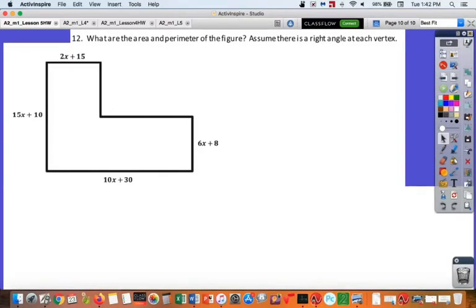Okay, so problem 12. It didn't record on the other one for some reason, so I'm just making a new recording of it.